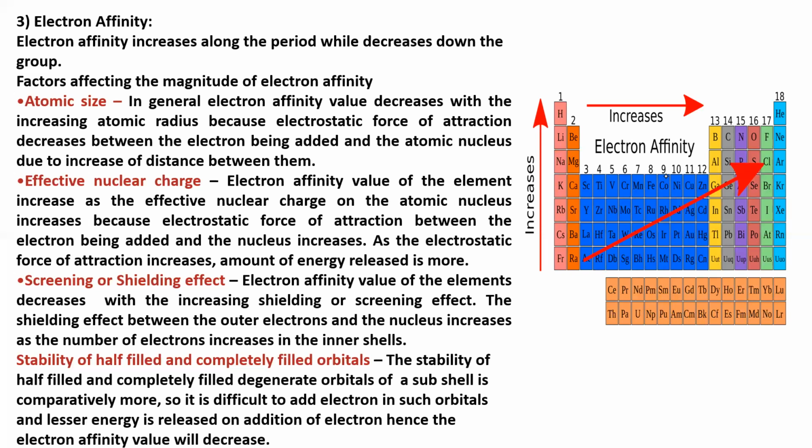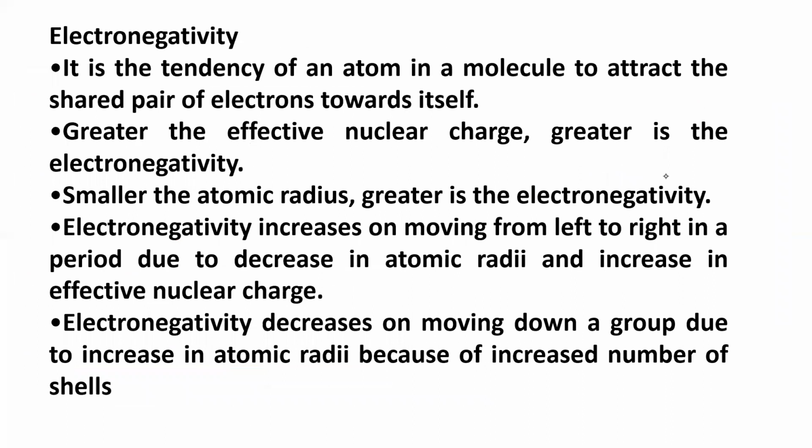Next, we have electronegativity. So what is electronegativity? It is the tendency of an atom in a molecule to attract the shared pair of electrons towards itself. In the periodic table, the atom with the highest electron affinity is chlorine, whereas the most electronegative atom is fluorine. You can remember these two. Highest electropositive character, cesium. Highest electronegative character, fluorine, F. Whereas highest electron affinity, chlorine, Cl. We'll discuss why in the coming sessions.